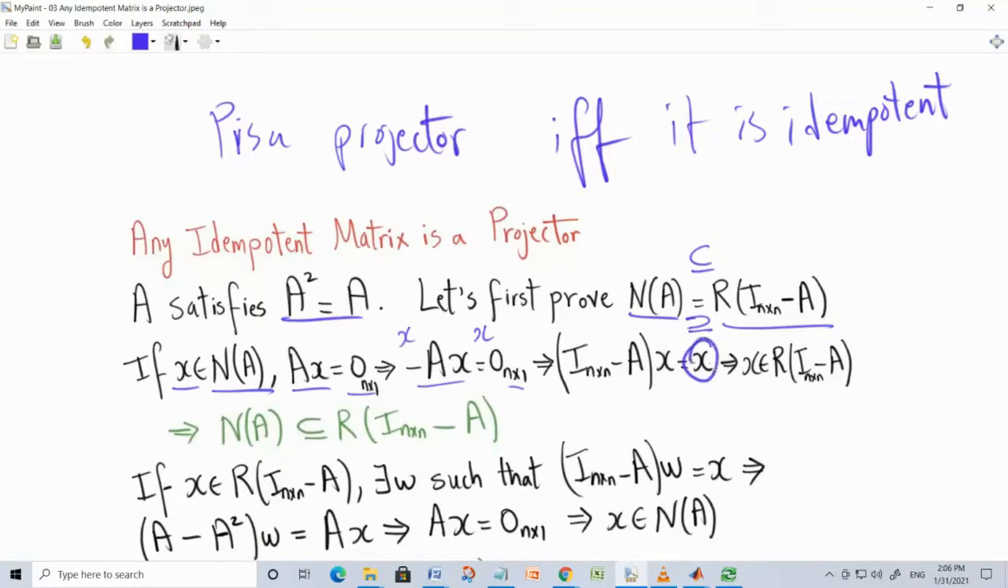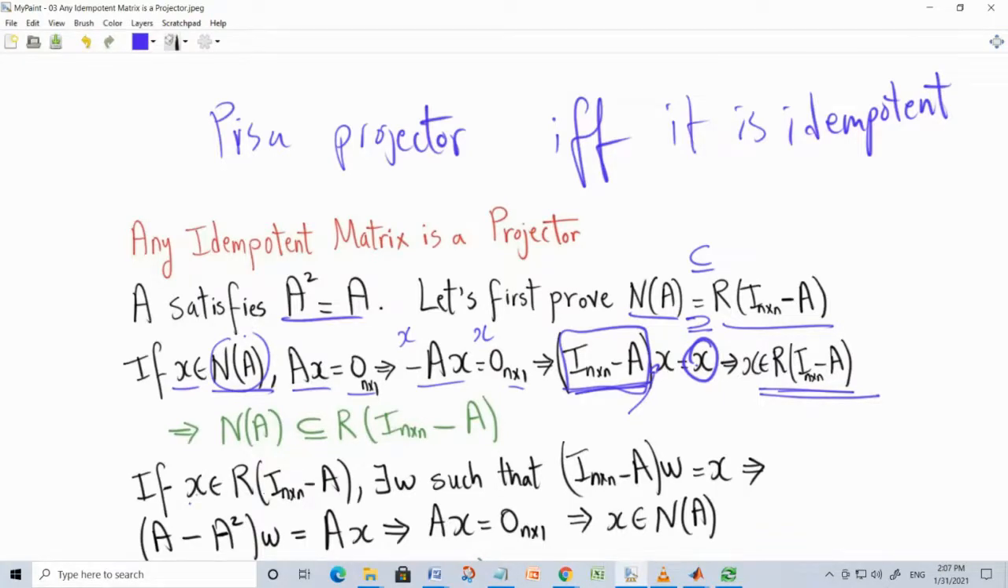So now vector X can be written as the matrix I minus A multiplied by some vector, which happens here just to be X itself, not a problem. Our conclusion is the same, that X lives in the column space of this matrix. So you start with a vector here, it must be there. So the null space of A is a subset of the range of I minus A.